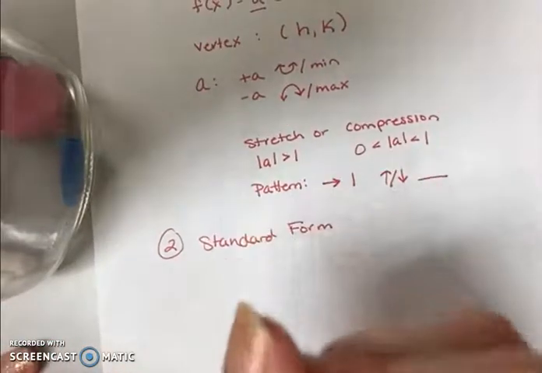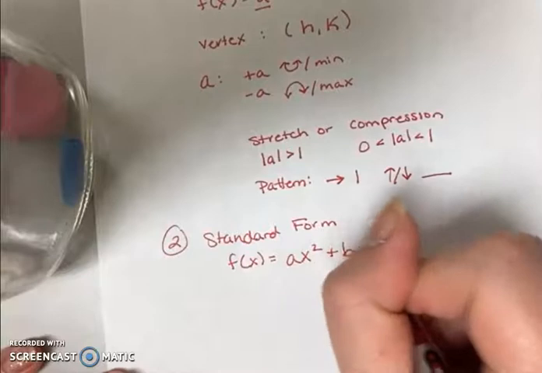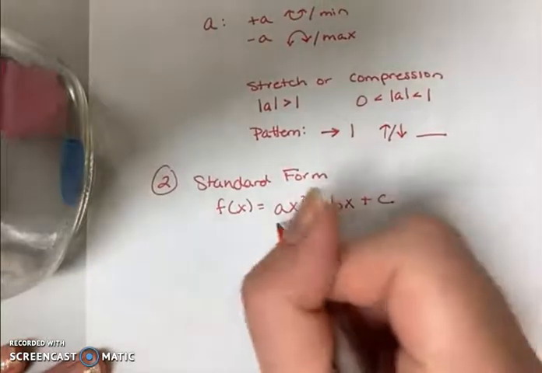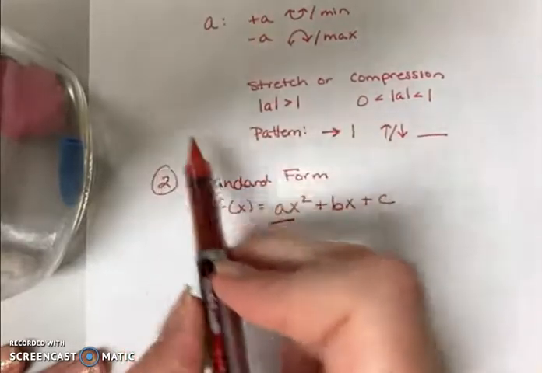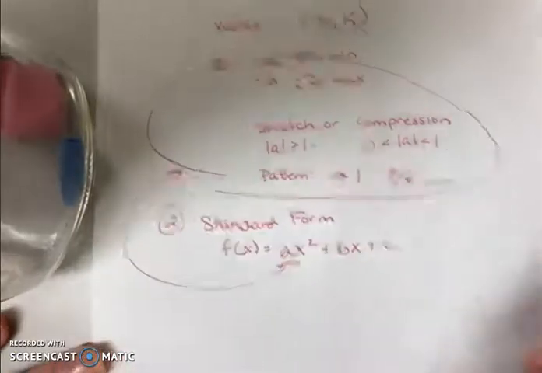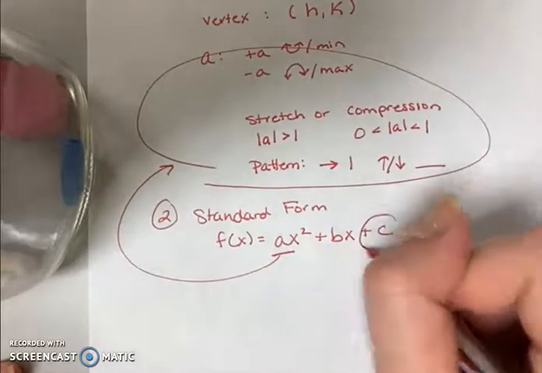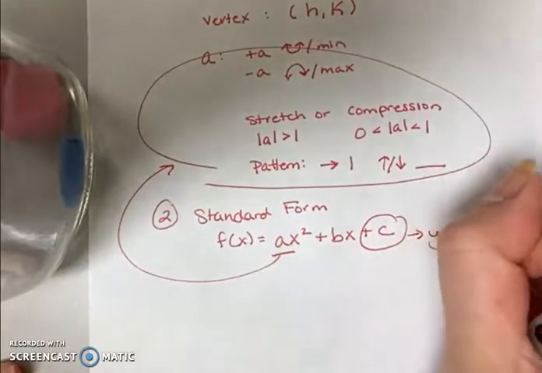Standard form has the general equation f of x equals ax squared plus bx plus c. A tells us all of this information up here. So I'm just going to circle that and just draw an arrow to it. So A tells us if the parabola opens up or down, if there's a stretch or compression. If I want to know the number value of A, I can look at a pattern. C in the equation represents our y-intercept.